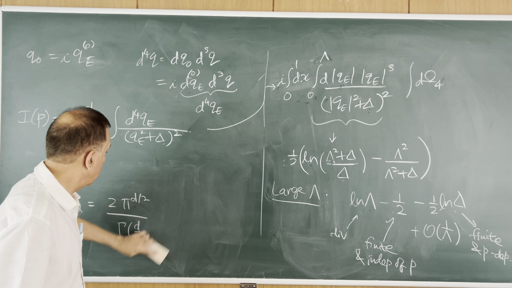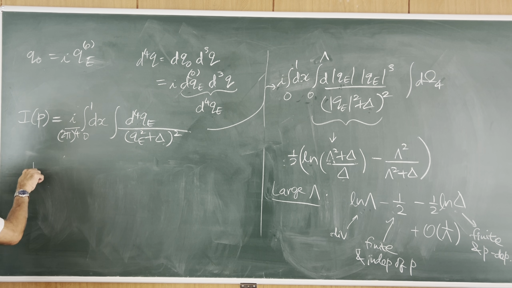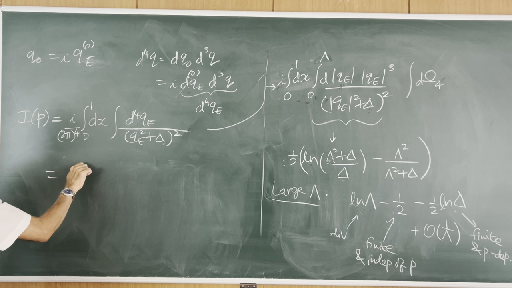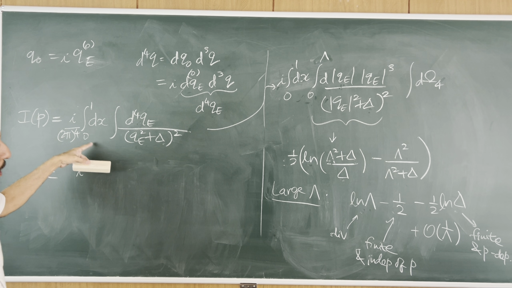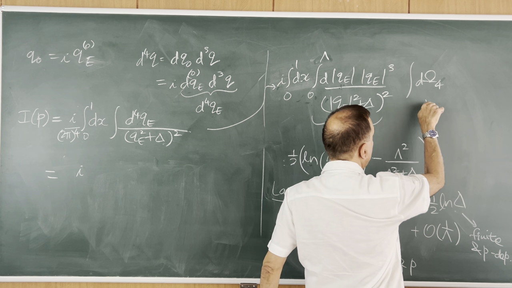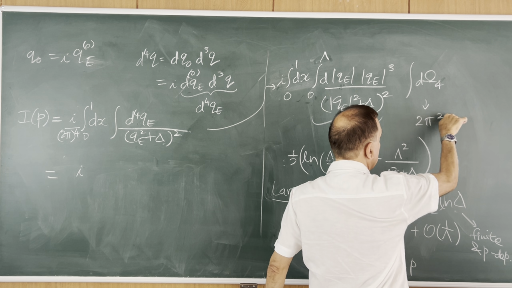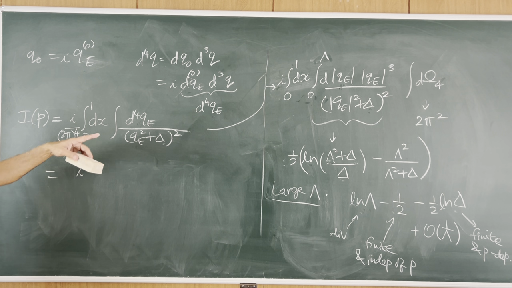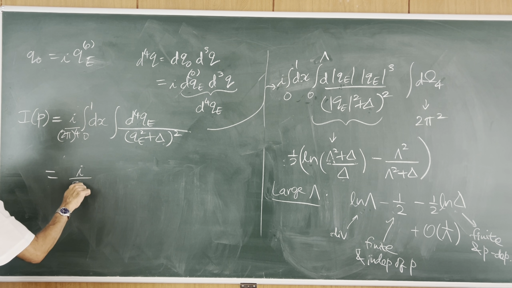So with all that, we conclude that I(t) with all those things is equal to, now I have 2π to the fourth, and then ∫dω⁴ is 2π². Not (2π) squared, but 2 times π squared. So if I divide that by 2π to the fourth, I get 1 over 8π². So I over 8π².